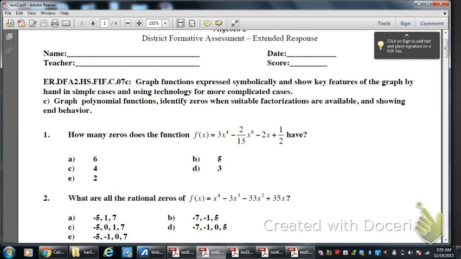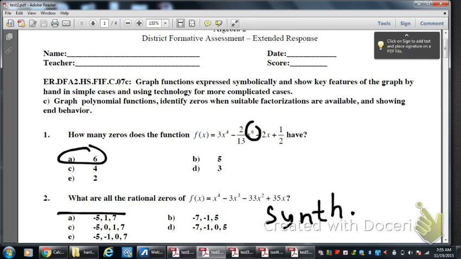How many zeros does the function have? So we look at the highest degree of the exponent, and notice how it's 6. It's not 4. So the answer is 6. I'm going to say synthetic. It takes a little bit of time. But you know that 0 has to be one of them. So it can't be this one. Can't be that one. So it has to be C, E, or D. And you just have to work it out with synthetic substitution.